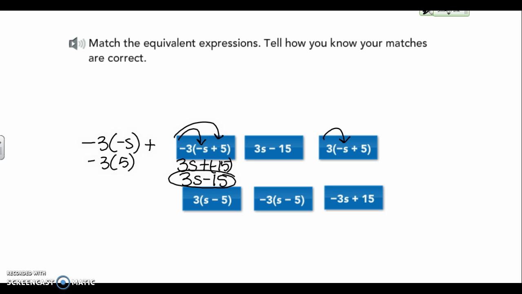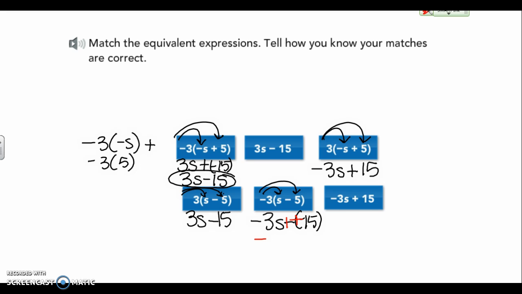Here we're going to multiply 3 times negative s, which gives us negative 3s plus 3 times 5, which is 15. 3 times s is 3s minus 3 times 5, which is 15. And then we have negative 3 times s, which is negative 3s, minus negative 3 times 5 is negative 15. So we use our integer rules and we add the opposite sign. So that's negative 3s plus 15.